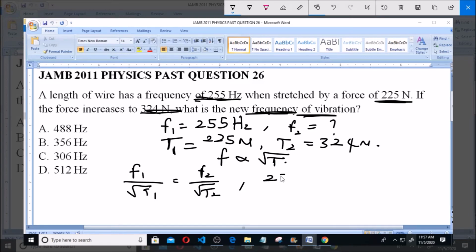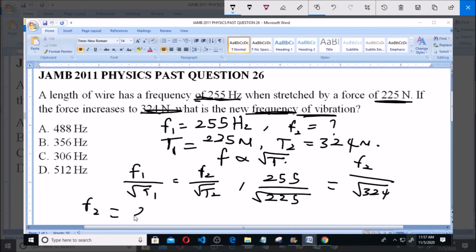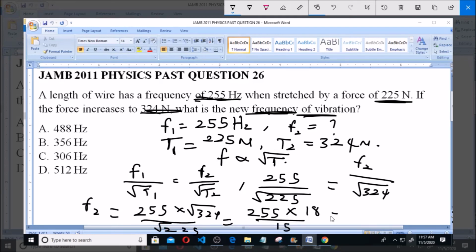So F1, 255, divided by the square root of T1, which is 225, is equal to F2, which is unknown to you, over root T2, which is 324. Now F2 will therefore be equal to 255 times root 324 divided by root 225, and this is equal to 255 multiplied by 18 over 15, which is equal to 306 Hz. So 306 Hz is the new frequency of the vibration, F2, and that is option C, which is the answer to this question.